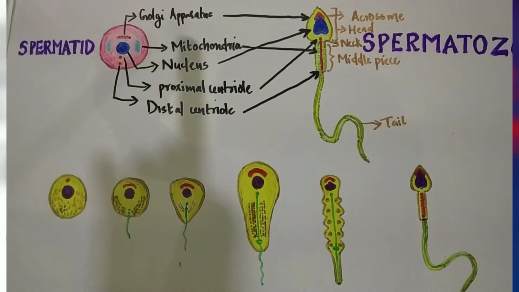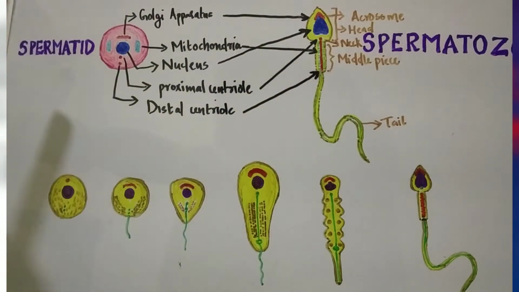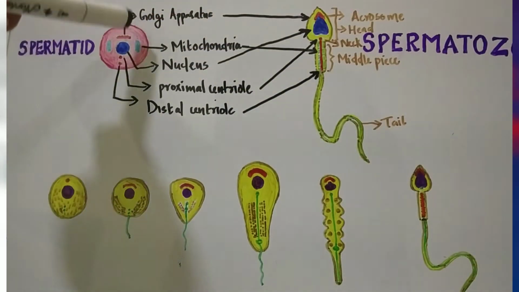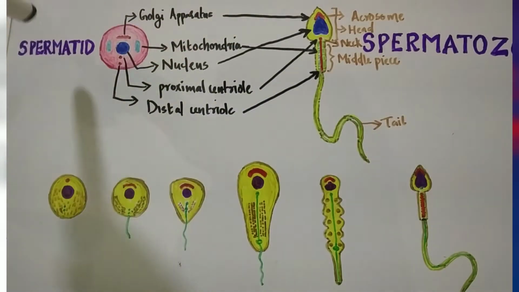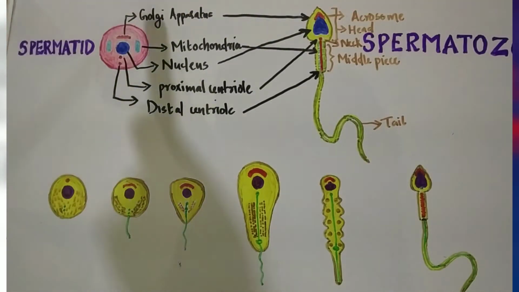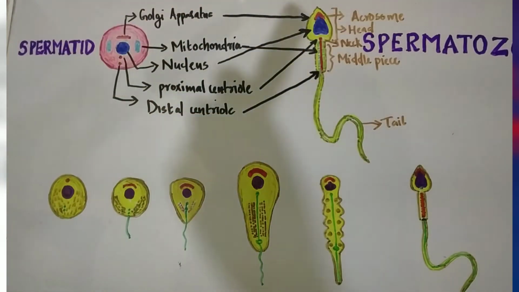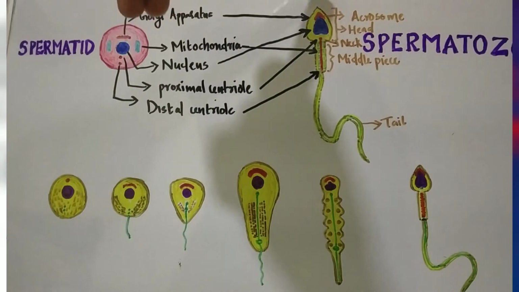Next is the cytoplasm. Most of the cytoplasm seen in the spermatid is shed during the conversion of spermatid to spermatozoa, and it is shed as residual bodies, which are engulfed by the Sertoli cells. And next is the cell membrane. The cell membrane persists and acts as a covering for the whole spermatozoa.